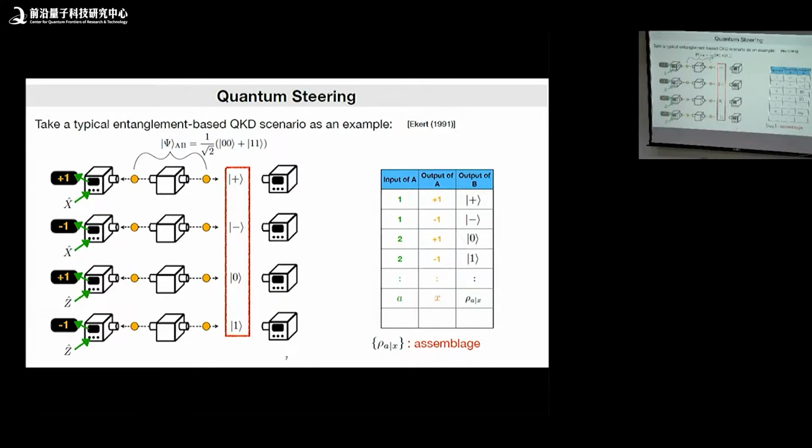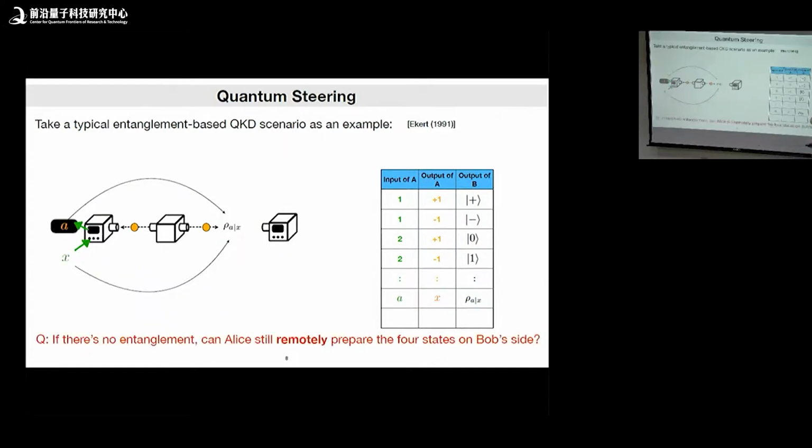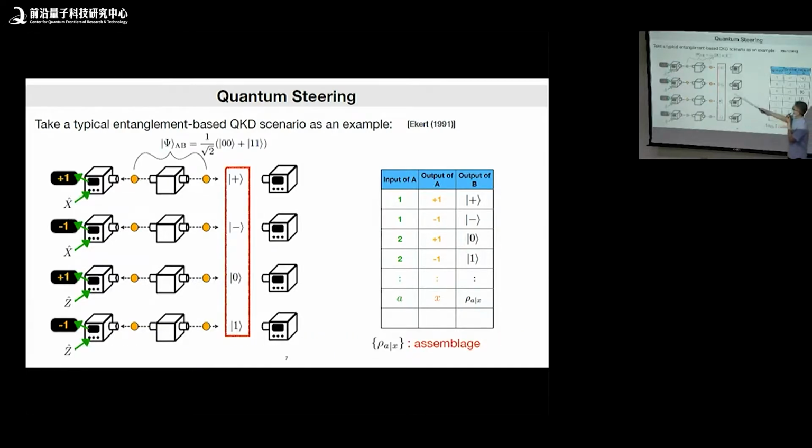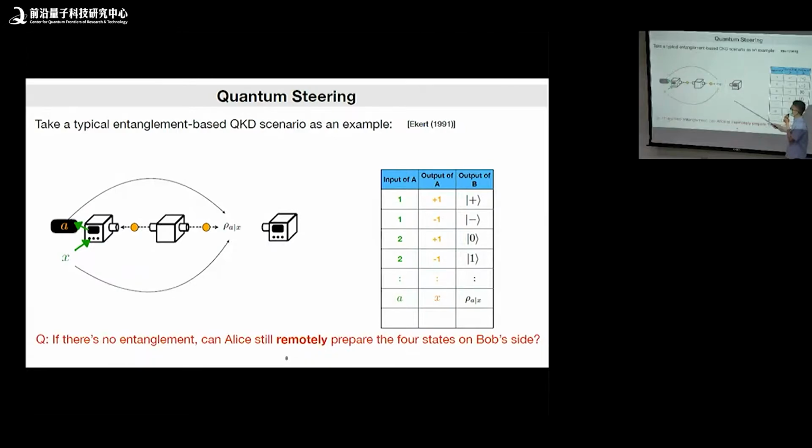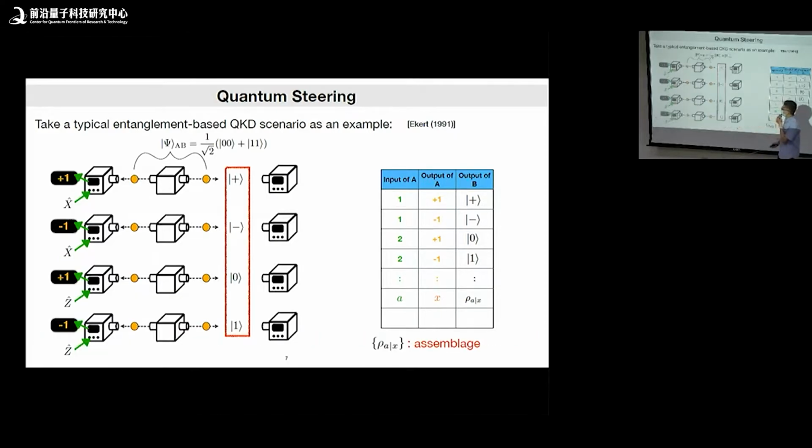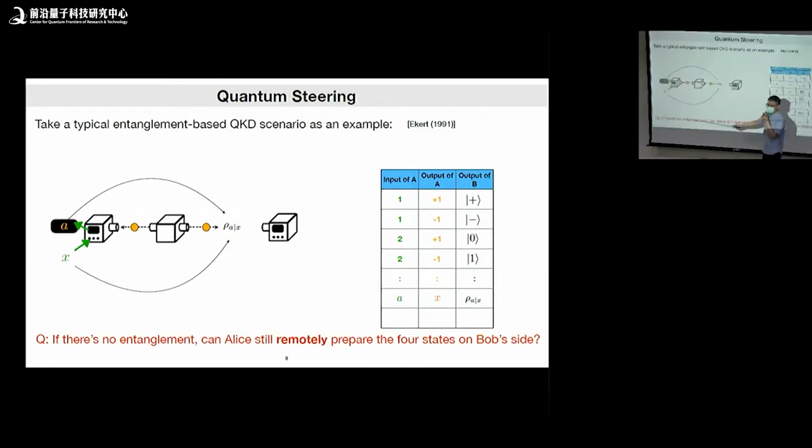Okay, so we can represent this kind of measurement with a simple plot of the quantum steering scenario. The question that arises is: if there's no entanglement, can Alice still remotely prepare these states on Bob's side? Previously we obtained plus, minus, 0, and 1 because we assumed that the state shared between Alice and Bob is a maximally entangled state. So this is a very natural question.